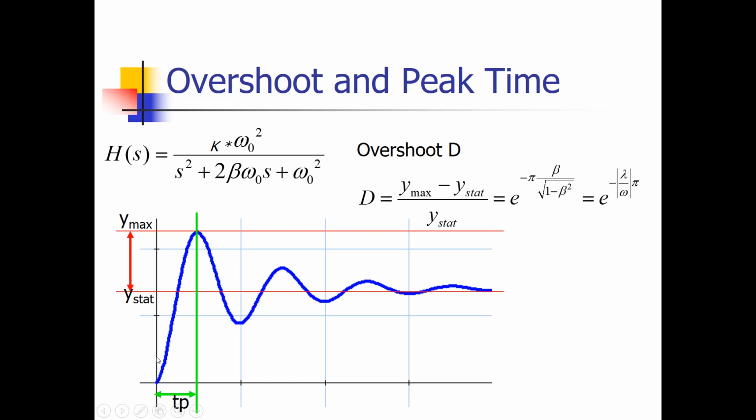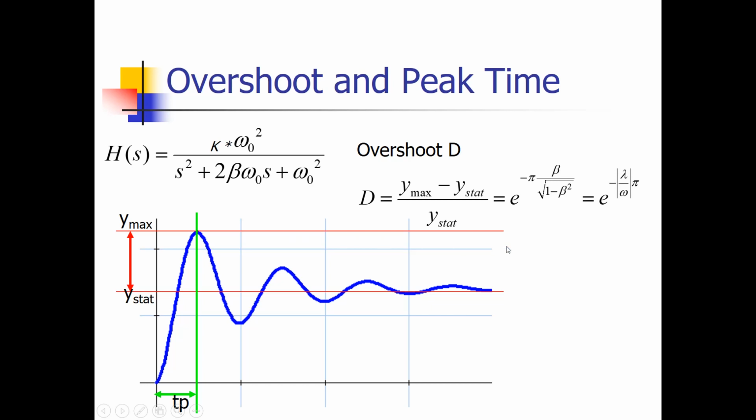So when you have a measurement of a second order system with some oscillation over here, with a beta value which is smaller than 1, you can measure the overshoot, which is equal to y max minus y stat divided by y stat, and oftentimes times 100% when we define it in percentages. You can also calculate that maximum overshoot when you apply a step to the input.